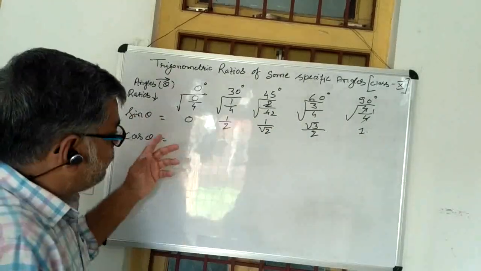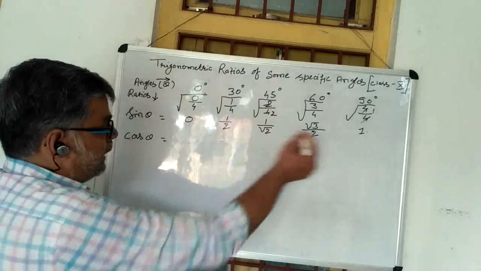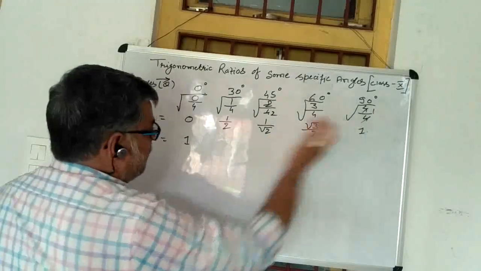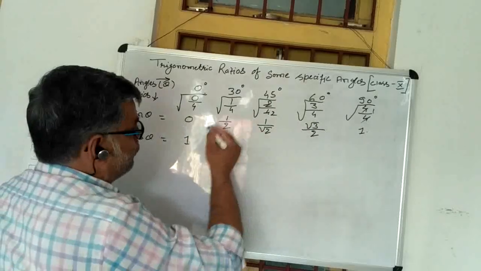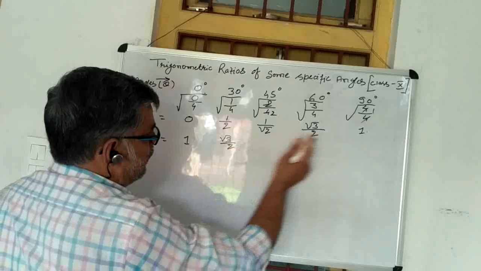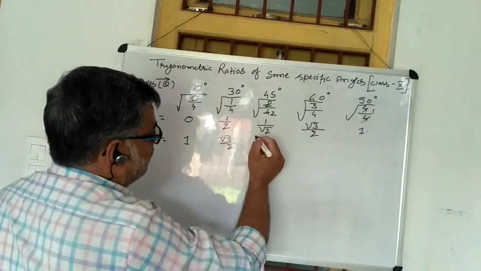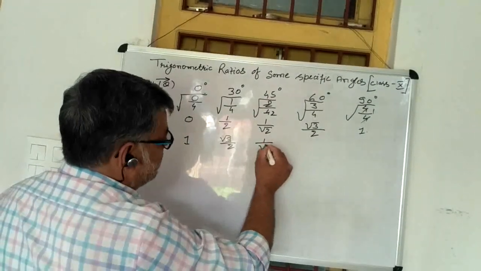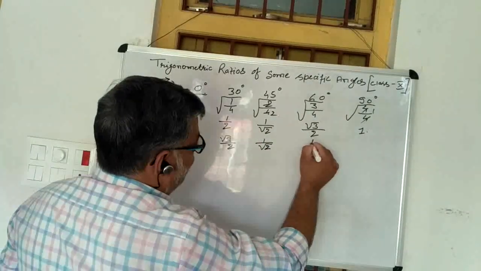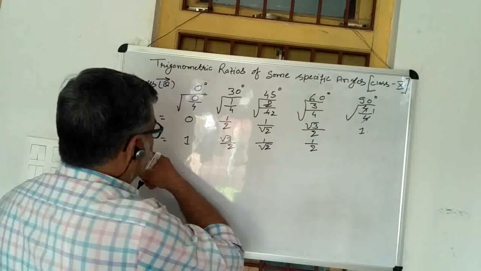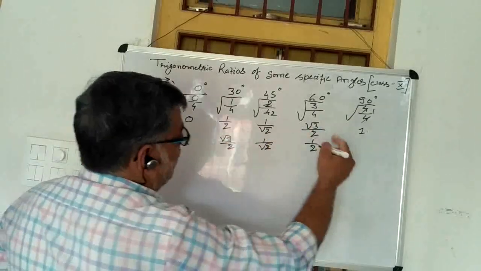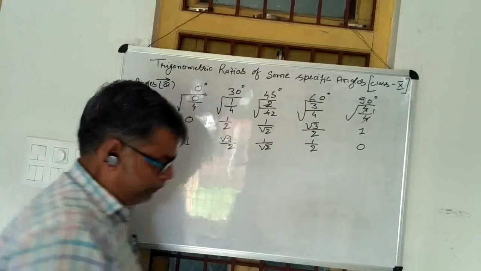In cos 0 degree you take 1. We are proceeding from right to left. Now cos 30 degree will be root 3 by 2 in this order. Cos 45 degree will be as it is, that is 1 by root 2, and cos 60 degree will be 1 by 2, and cos 90 degree will be 0.